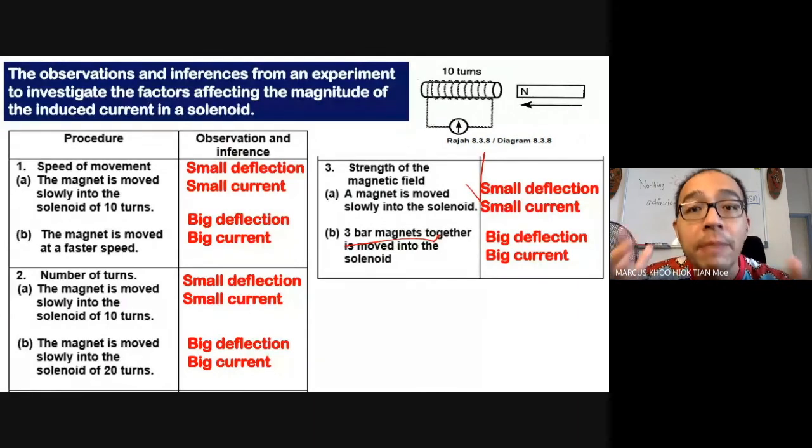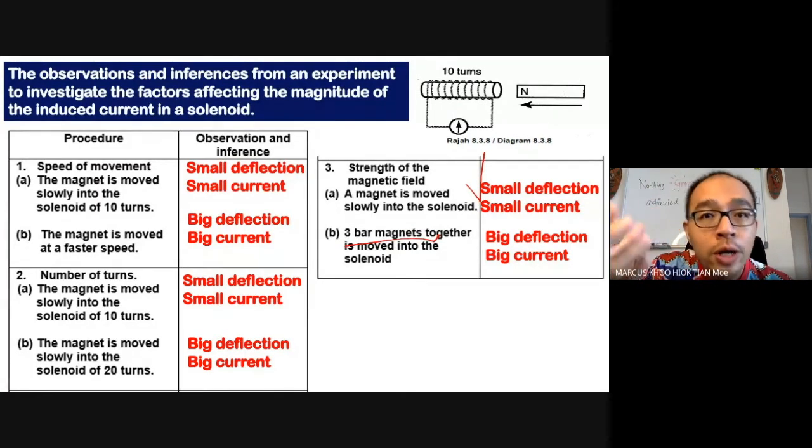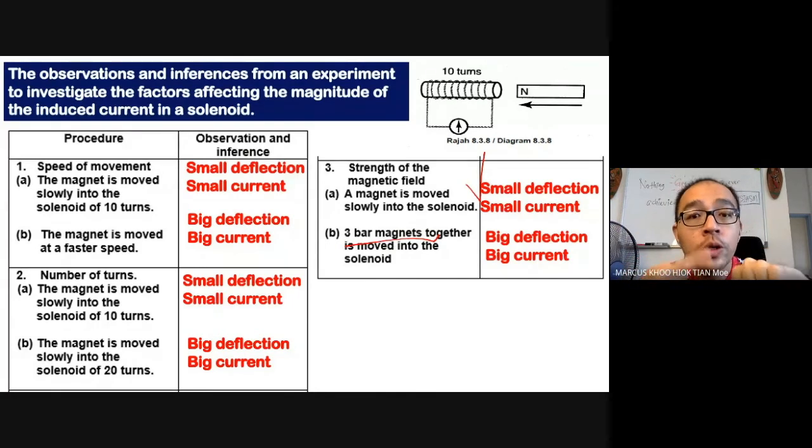So Faraday's law basically explains this. If you want a bigger current, you need to make sure that more magnetic flux is cut. How do you make more magnetic flux cut? Number one, you add more magnets, or you use a stronger magnet. Number two, you use more turns of a solenoid. Here it's only 10 turns. Yesterday in the video that I showed you, there's one that is 25 turns and the other one is 100 turns. Of course, the 100 turns is going to produce a bigger current because there's more wire. And the third one is the speed. The faster you move the magnet in and out, the bigger your current will be.